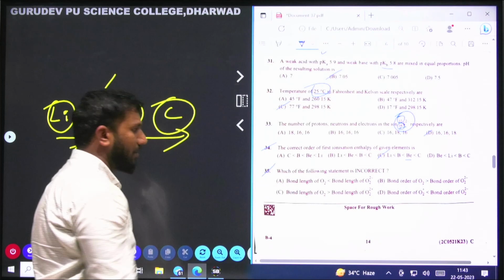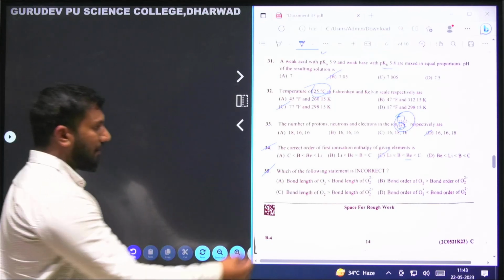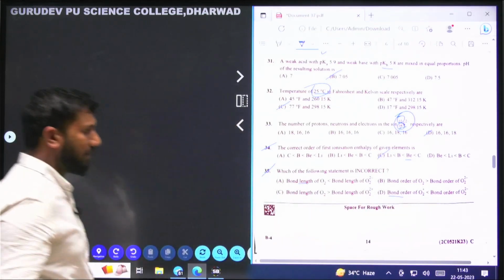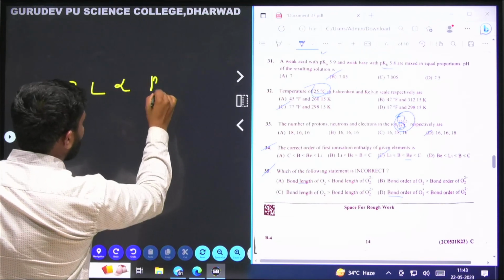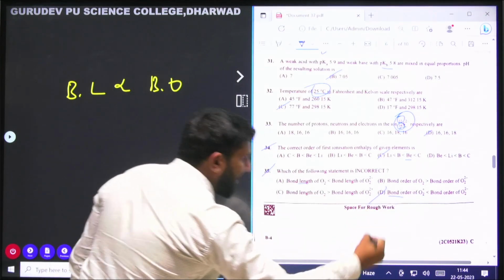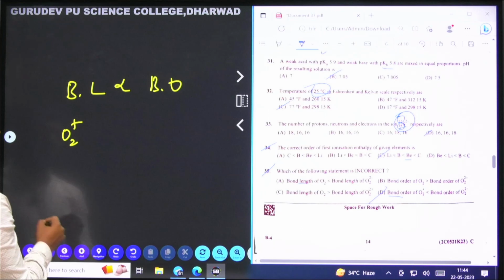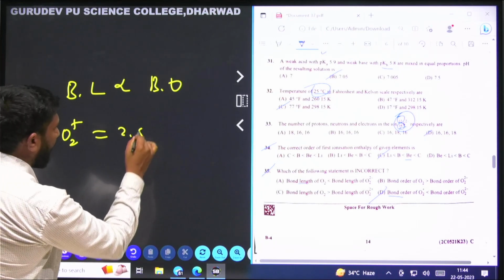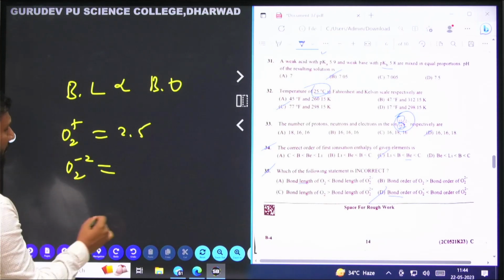Next, move on to question number 35. Which of these statements is incorrect? Here bond length and bond order are given. You know the relationship between bond length and bond order: bond length is inversely proportional to bond order. So here option D is incorrect because the bond order of O2 plus 1 is equal to 2.5 and the bond order of O2 minus 2 is equal to 1.